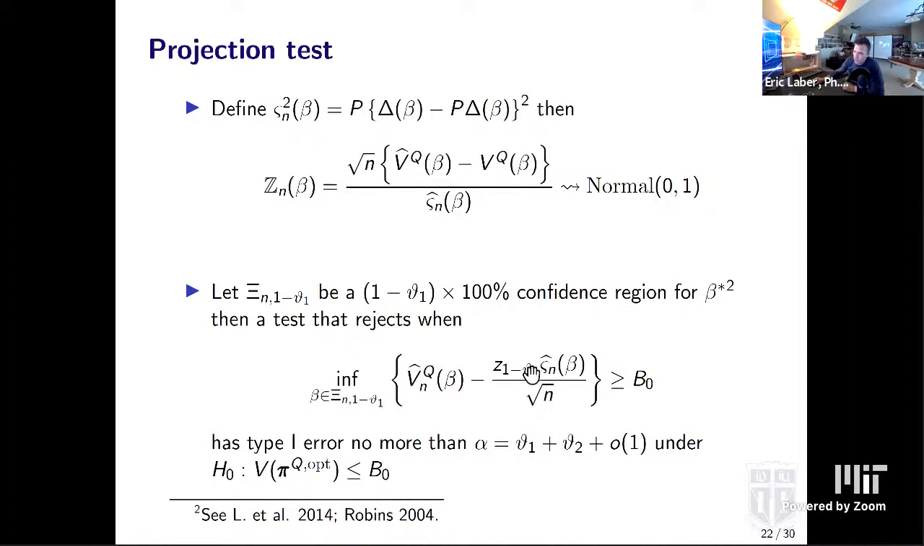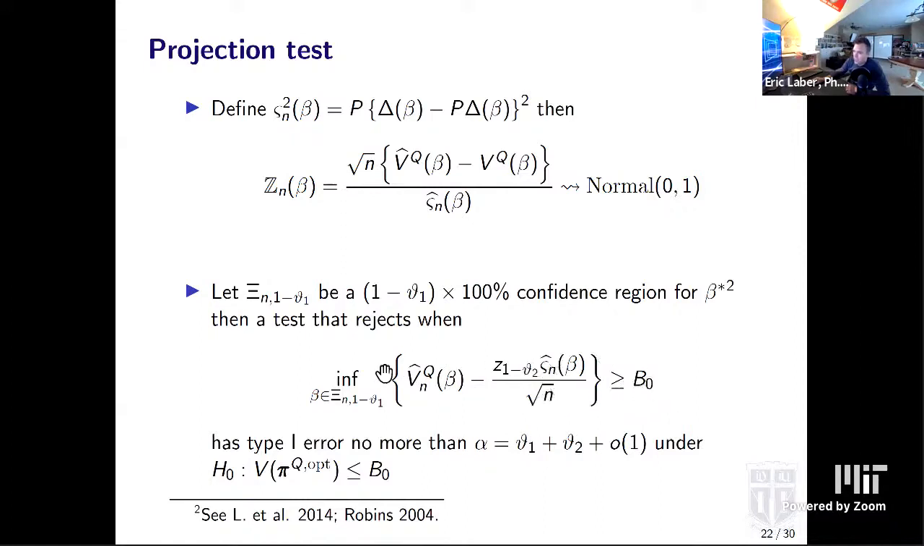So this is the 1 minus theta quantile of a standard normal times your variance or your standard deviation estimate over root n, when this thing is bigger than b0. To see why this is a valid test, notice that if you knew the true coefficients, if you could put a beta star here, then you just have something that was asymptotically normal and you just took the normal quantile times the standard deviation divided by root n.